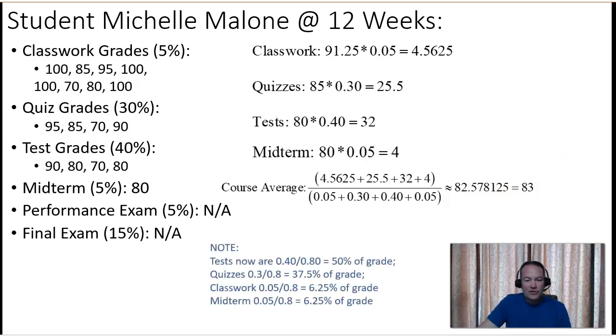Going back over here just to note what we looked at before, notice now since we have added midterm to the calculation, tests actually count slightly less. Now they are 50% of the overall grade. So notice it is moving closer to the 40% that we actually have. Same thing with quizzes, classwork, and midterm. Notice that instead of them counting 5%, they count just slightly more than 6% at this point.